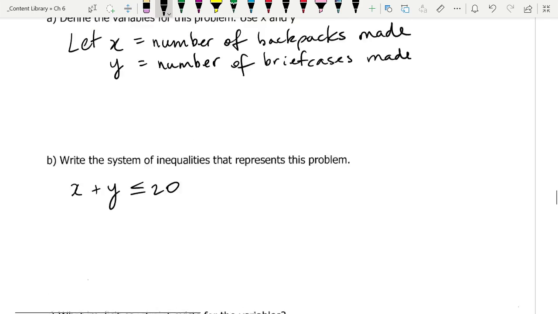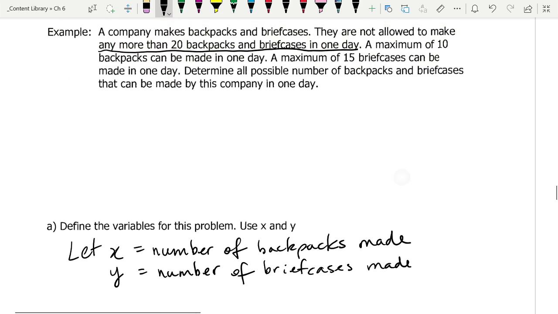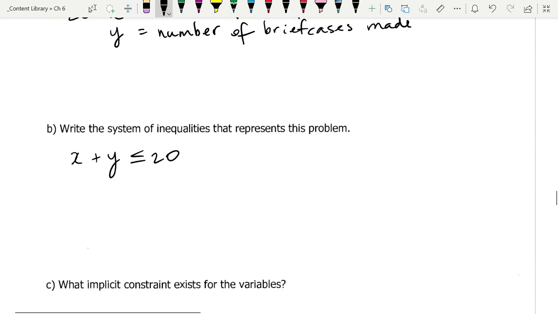Now why equal to? Because it says any more than. They can make 20, but they can't make more than that. Now that's together. What if I only made backpacks today? What's my maximum I could make? So what is that telling me? X has to be less than or equal to 10.